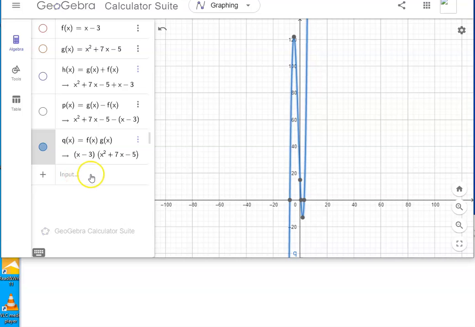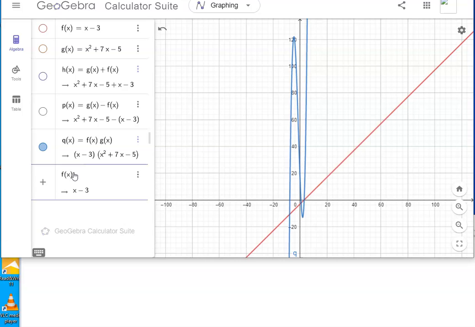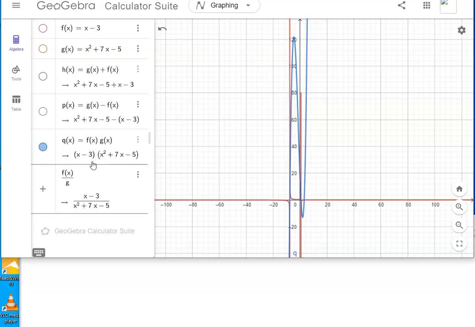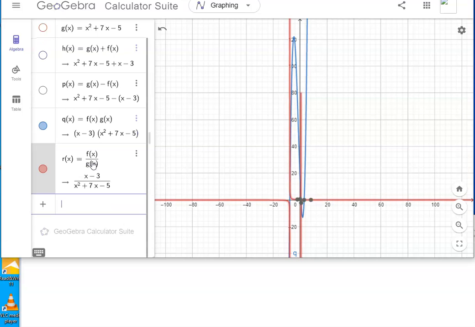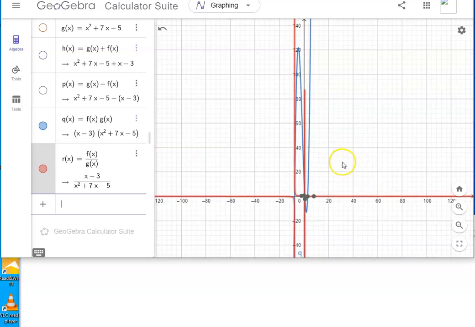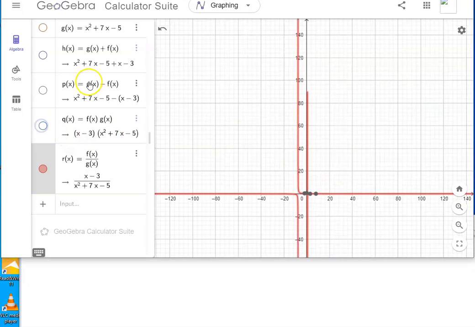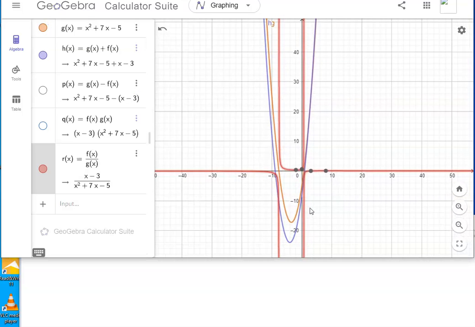Let's do, is it f over g? Let's do f of x divided by g of x. I've got to get my division symbol in here, divided by g of x. Now look what I get. Strange looking function. Stranger things here. I'll put f of x and g of x in there. Let's go look closer here.